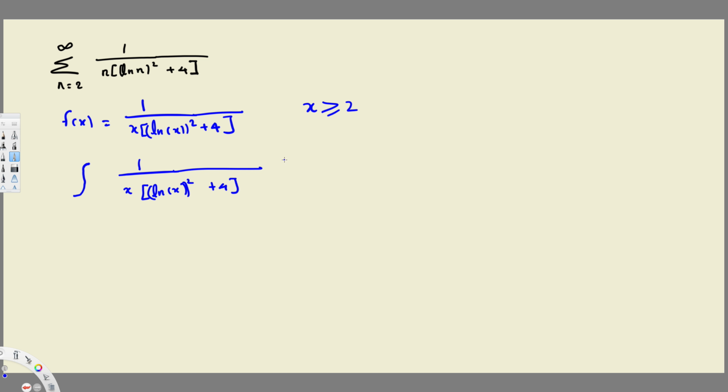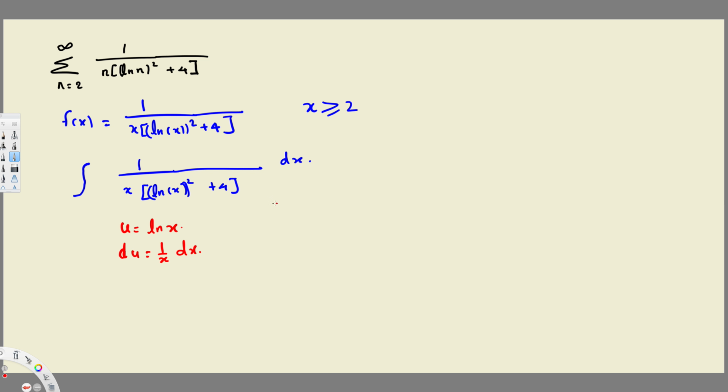Okay, so how can we integrate this one? If you look at the denominator, we have ln x and we have 1 over x. So we have the derivative outside, so we can go ahead and use u substitution. If we pick u as ln x, u is equal to ln x, we know that du is going to be 1 over x dx, right? And that's what we have.